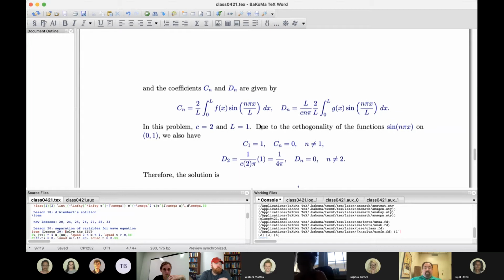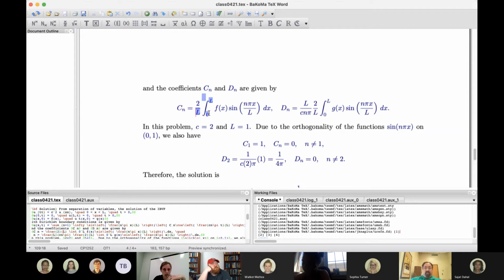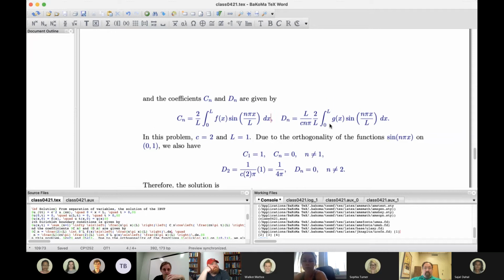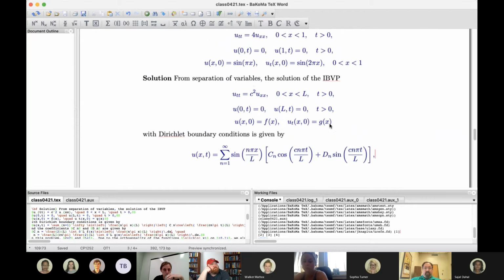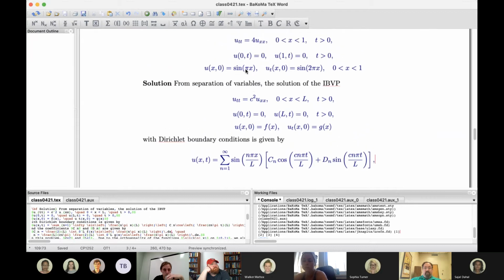What happens in this case is this integral here is a Fourier sine coefficient of f of x. And in this problem, your initial condition on u is sine pi x. So you get C1 is equal to 1 and all others 0. For du dt, we have a coefficient of 1 when n is equal to 2.